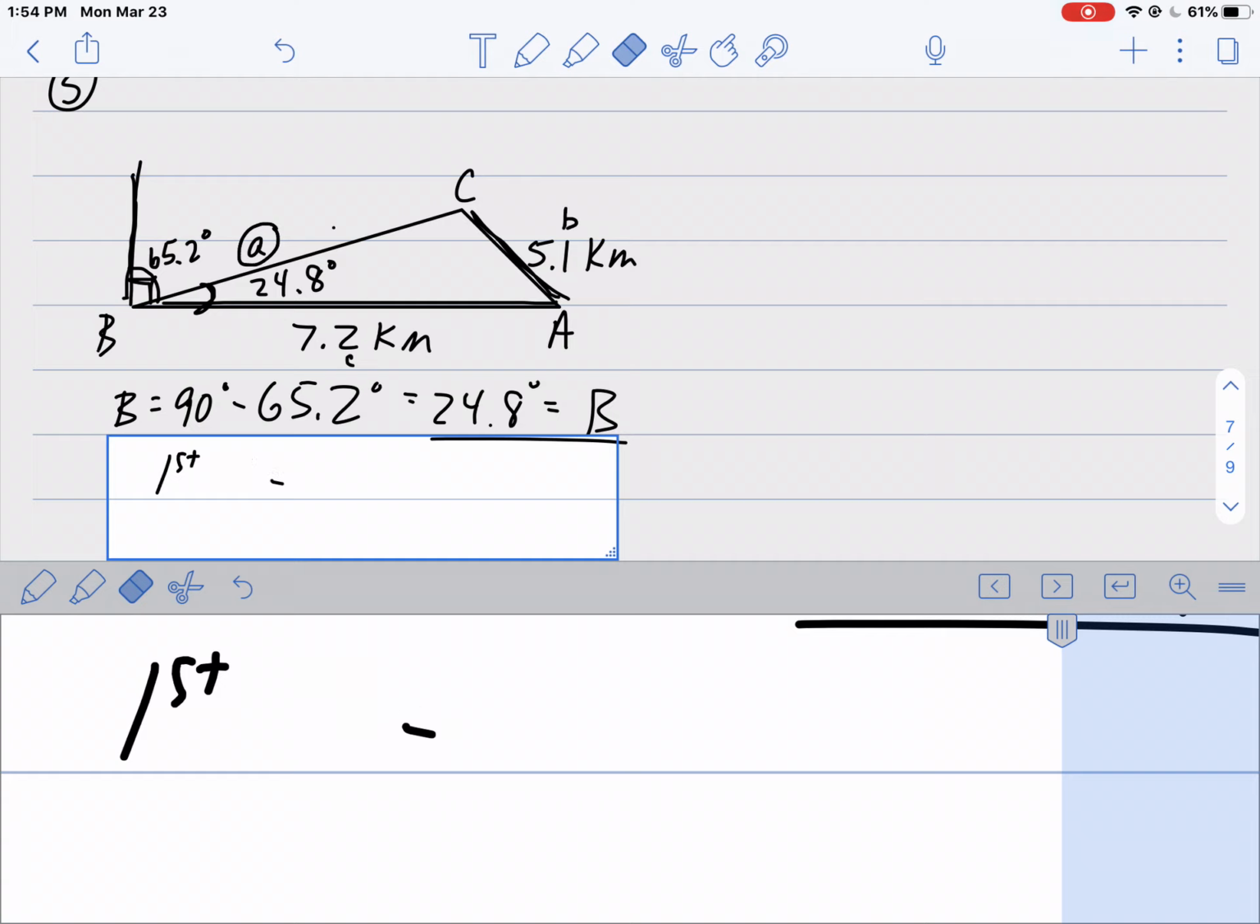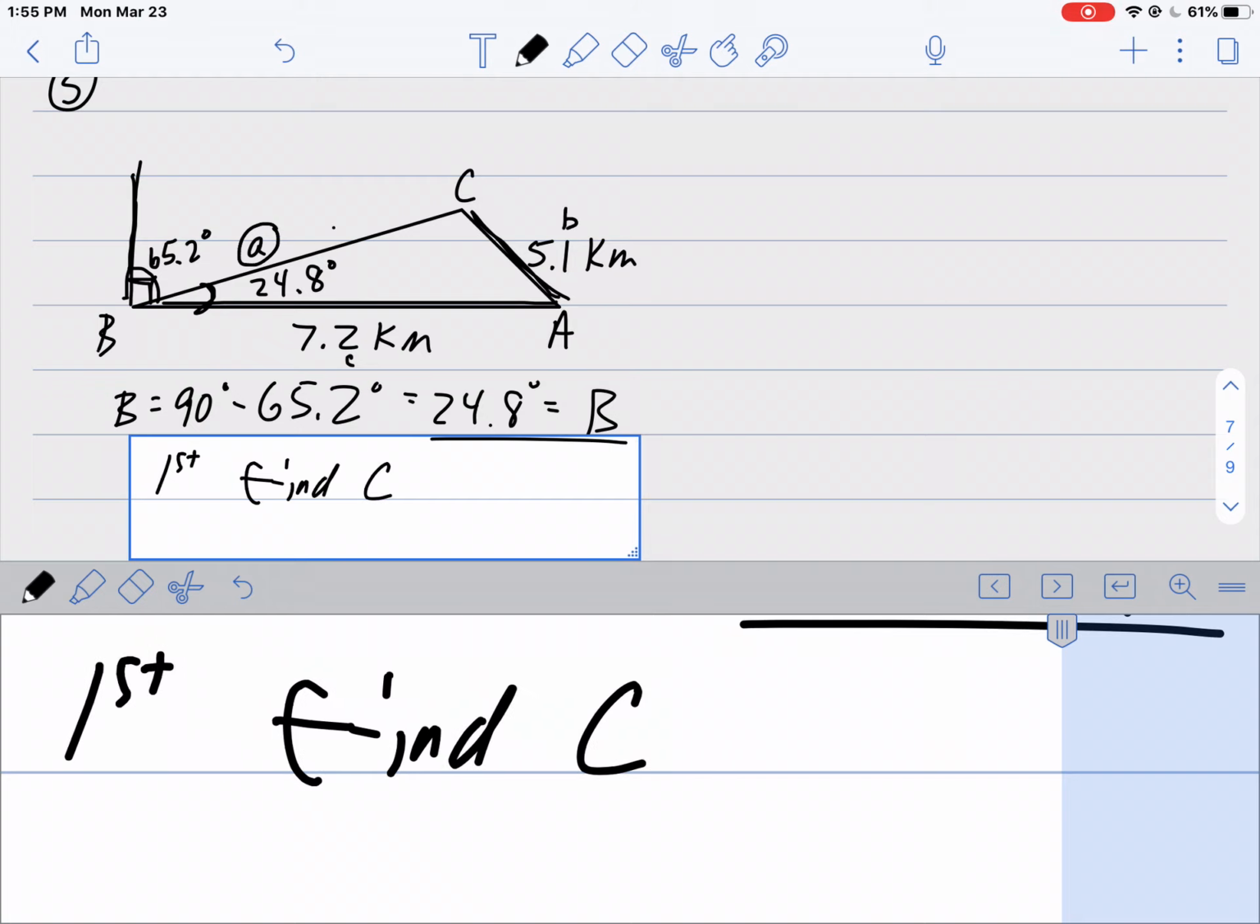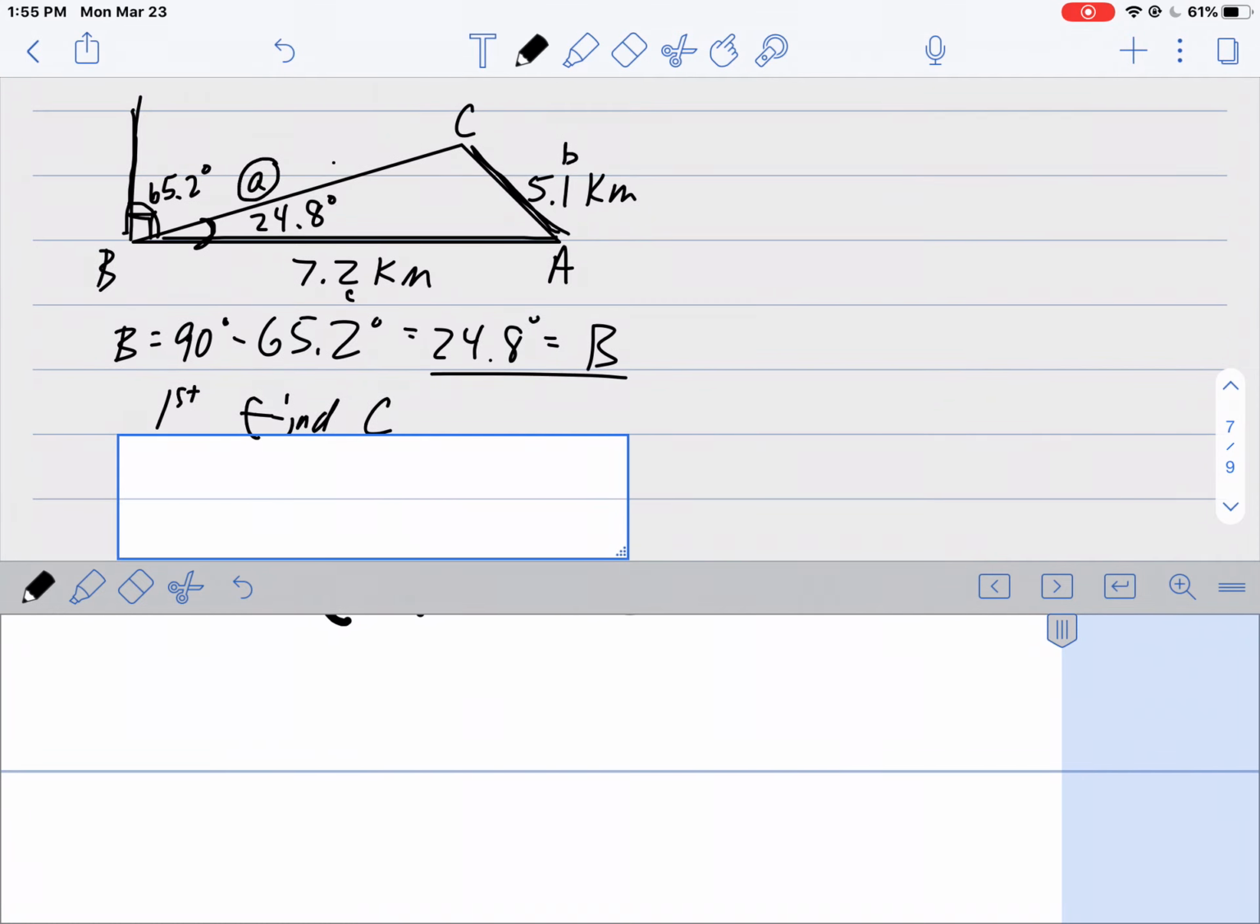Scratch that. Let's go C over sine C. Put it that way. I don't think that's what I want. Oh, that's what I wanted to write. Find C. I'll write what I say. All right. So finding C. Setting up our ratio with C and sine C.